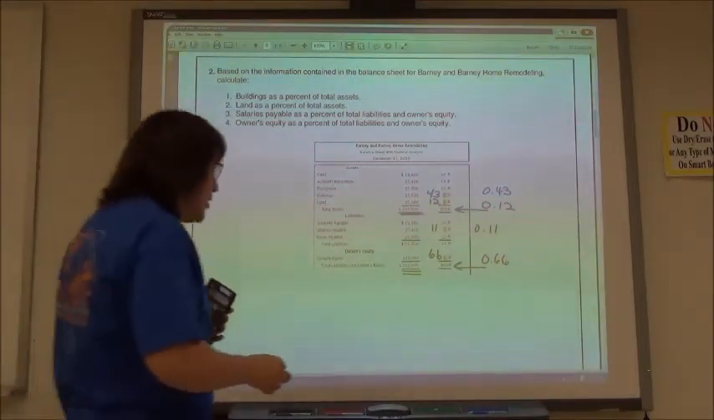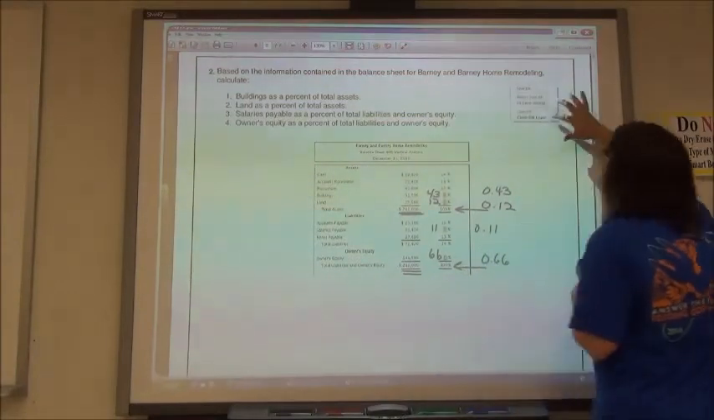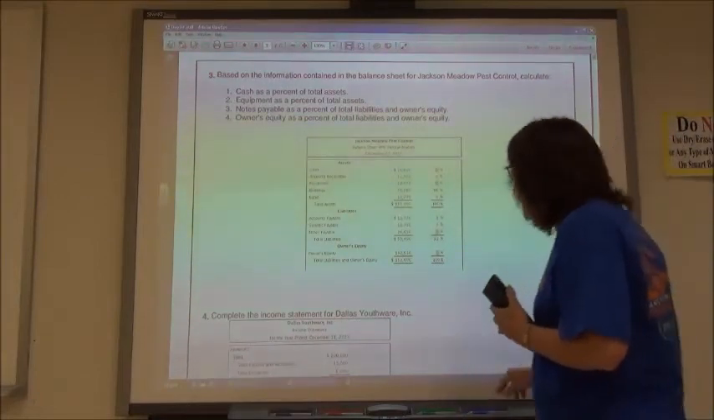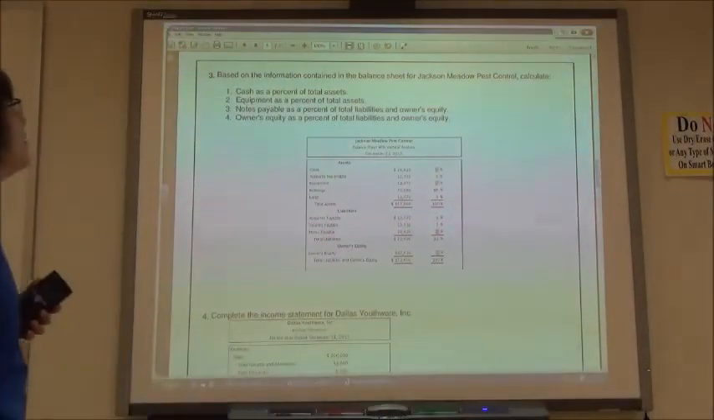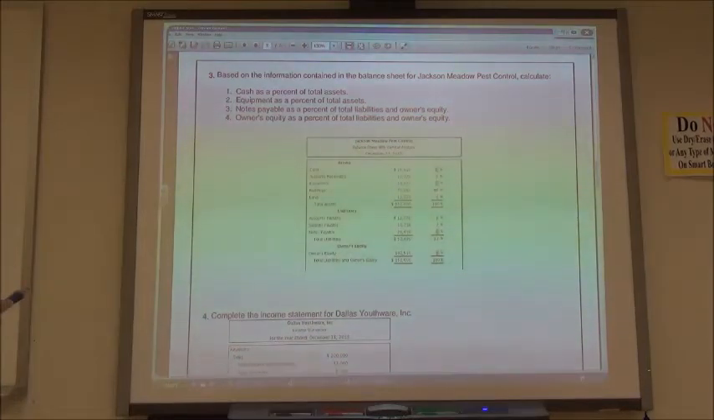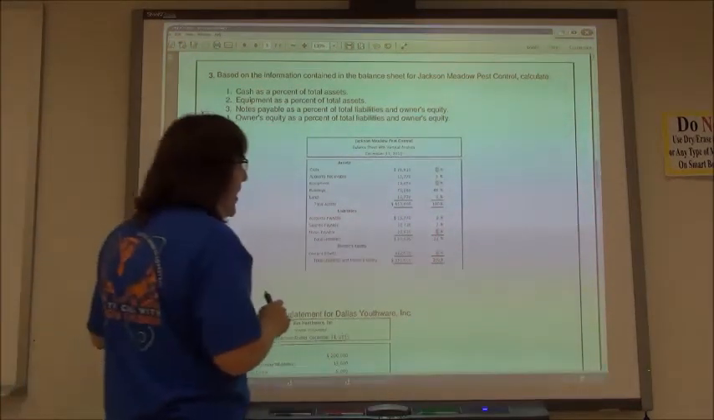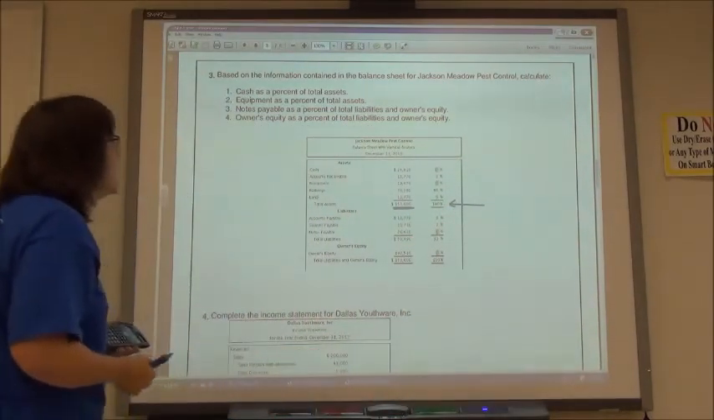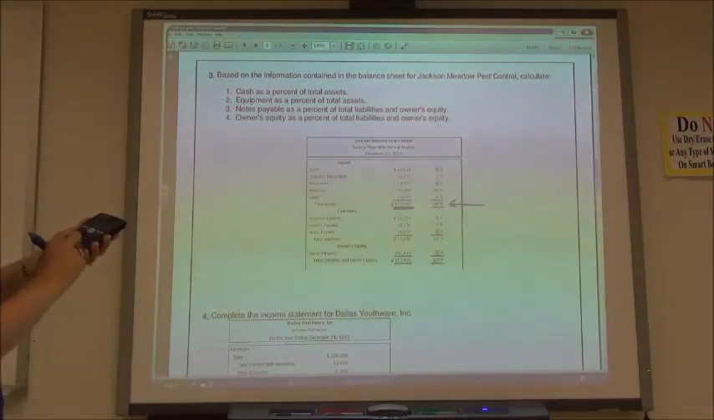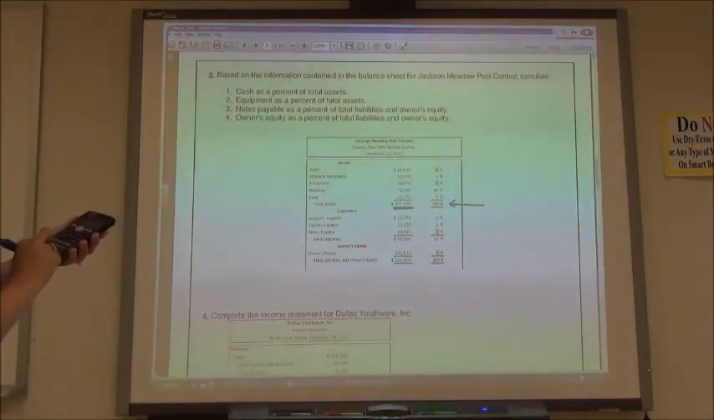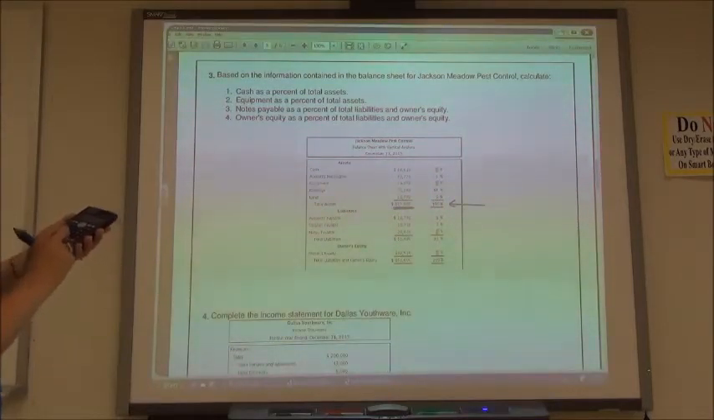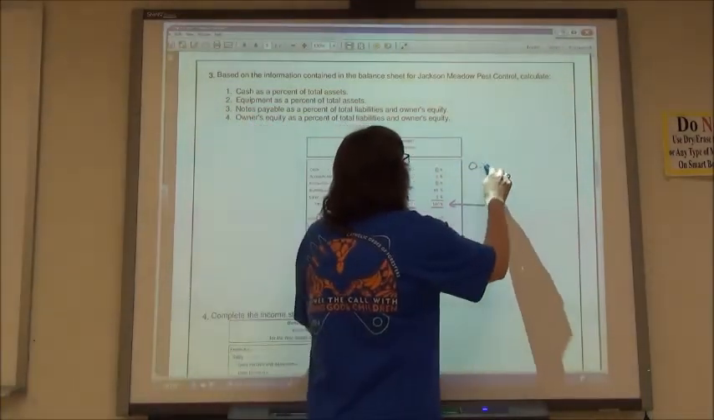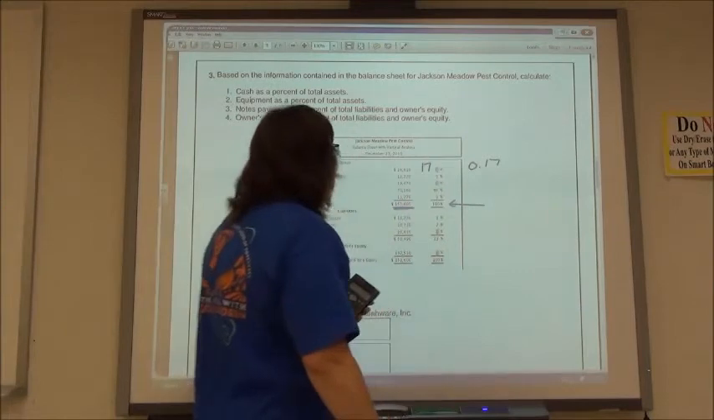And number 3 is pretty much going to be the same thing here. If I slide down to number 3, based on the information contained in the balance sheet for Jackson Meadow Pest Control, calculate the cash as a percent of the total assets and equipment as a percent of the total assets. Again, notice there's 100%. We know the $153,000 is our base. So for our cash, we have $26,010. We're going to divide it by the $153,000, which is the total assets. So we get 0.17, so 17%.